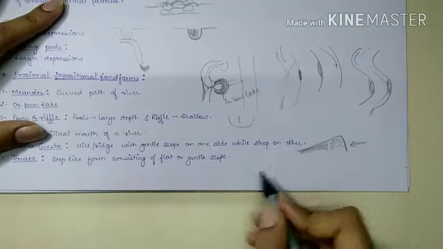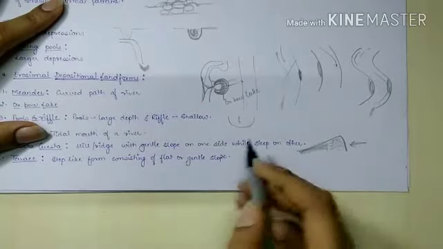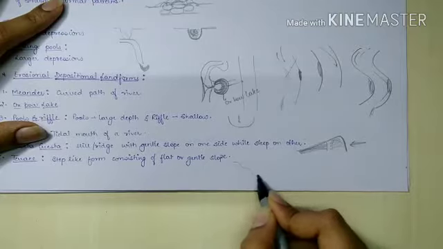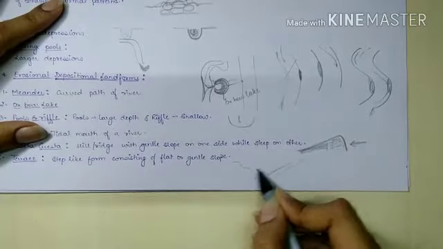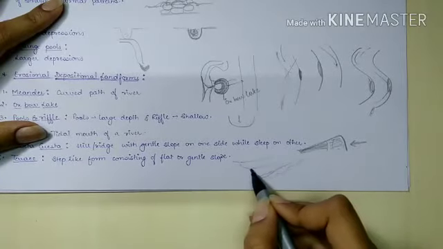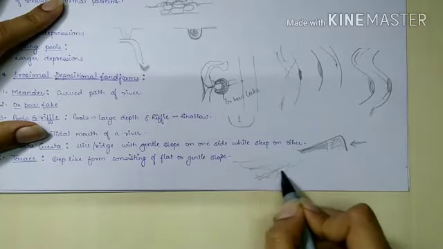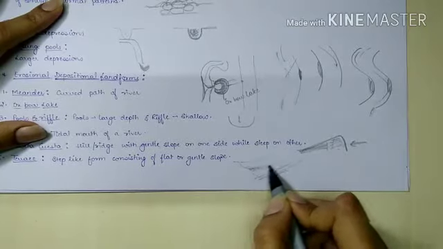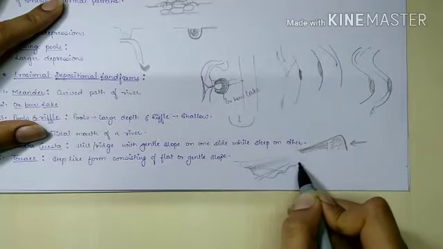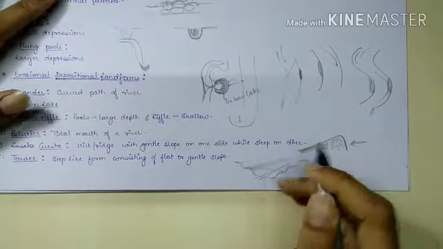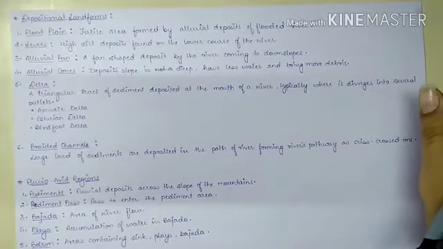Next are terraces. Terraces are step-like formations consisting of flat or gentle slopes. So this is the pathway of the river. When this river gets flooded, it reaches this high. And here it deposits its sediment, because of which the steps are formed. These step-like structures are known as terraces. Now with this, we come to the end of erosional depositional landforms.